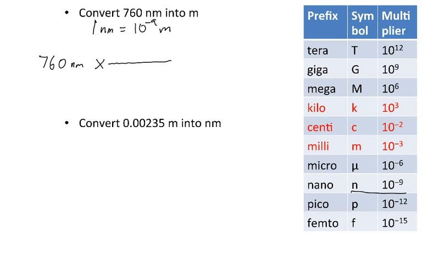The way I decide which one goes where, so, do I put the 1 nanometer here or here? I decide that by looking at the units that I'm trying to convert. Whatever I'm starting with, that has to go on the bottom so that they cancel out. So the fact that I'm starting with nanometers, that means the 1 nanometer needs to go on the bottom.